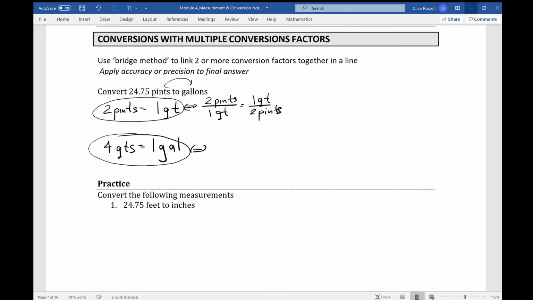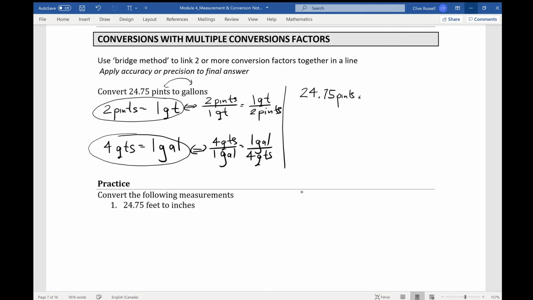Likewise, in this second conversion here, we have 4 quarts over 1 gallon. It's the same as 1 gallon over 4 quarts. Let's do the problem now. So we have 24.75 pints.